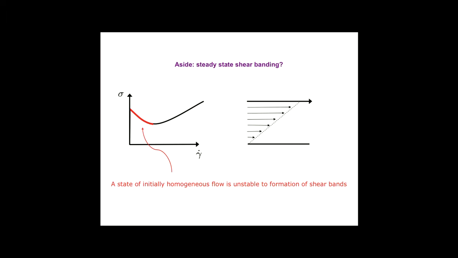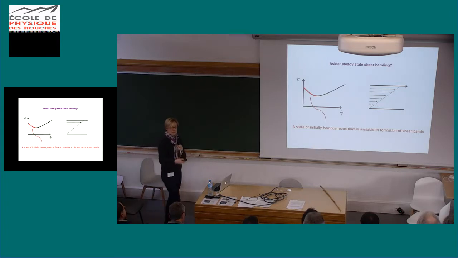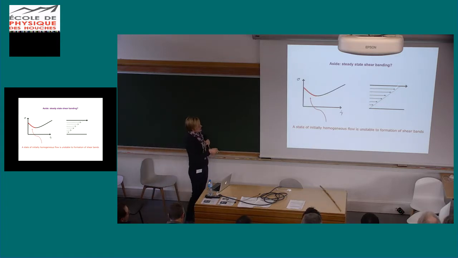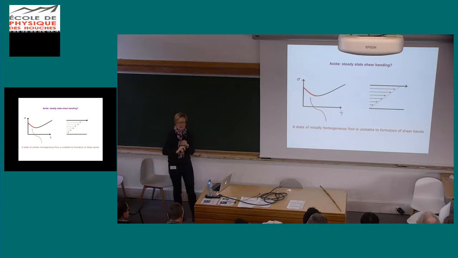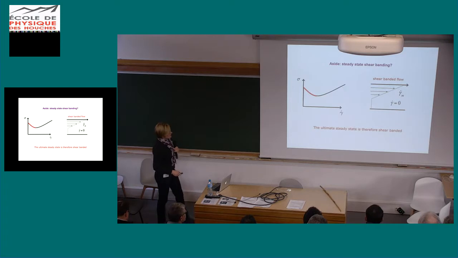So the idea is that if you start in any calculation with a state of homogeneous flow in this region, and then perform a linear stability analysis in which you add to it small amplitude, initially heterogeneous perturbations, you will find that they are predicted to grow, taking the system away from the homogeneous flow state into a shear banded state. And so the ultimate steady banded state for this subset of materials is one in which there's a coexistence of two shear bands, a stuck band and a flowing band.